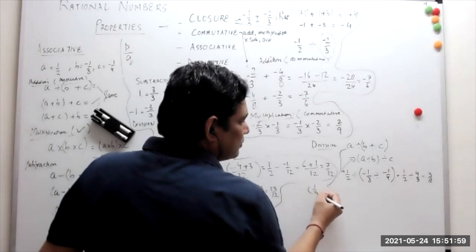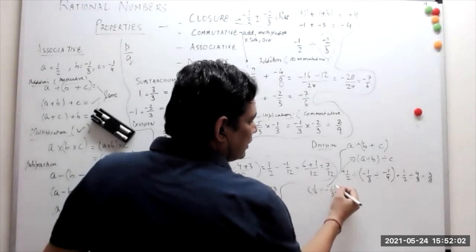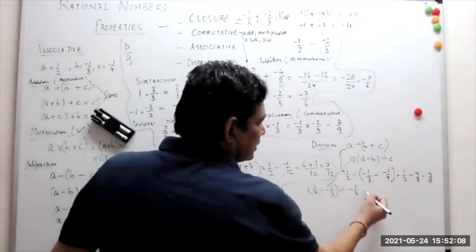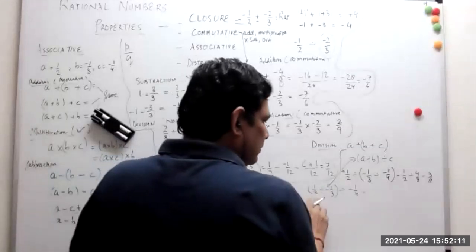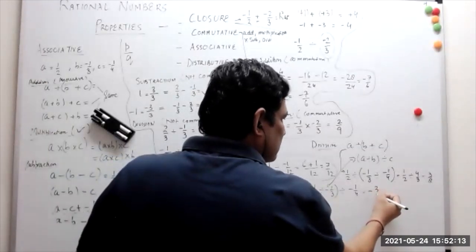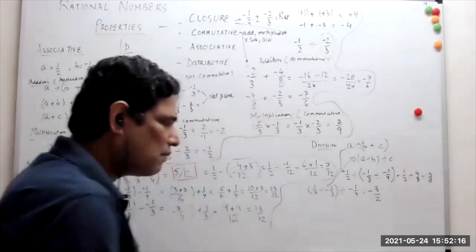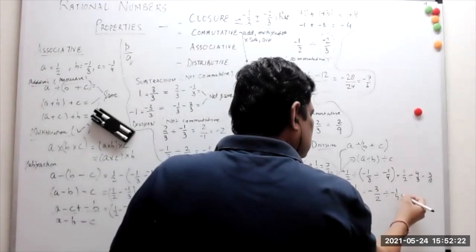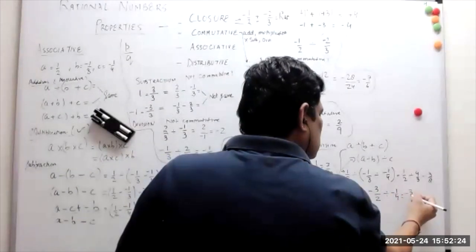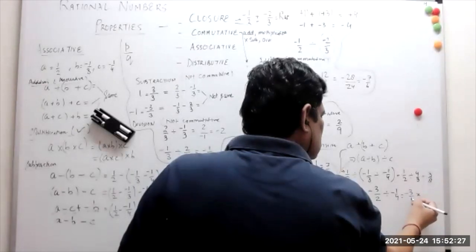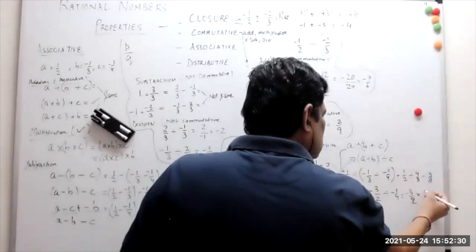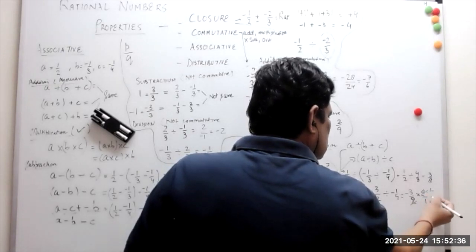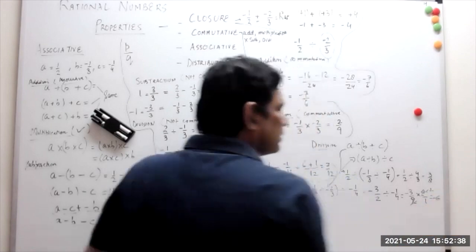So 1 by 2 divided by negative 1 over 3 divided by negative 1 over 4. So how much is it? For the brackets to solve, it would be 3 upon 2 divided by 1 by minus 1 by 4. So which would be equal to 6 upon minus 1, which would be minus 6. And so they are two different values.